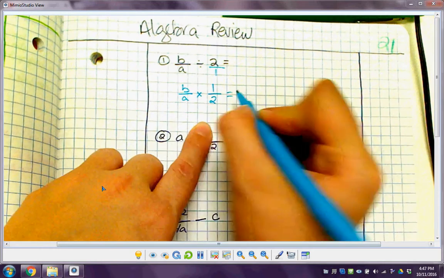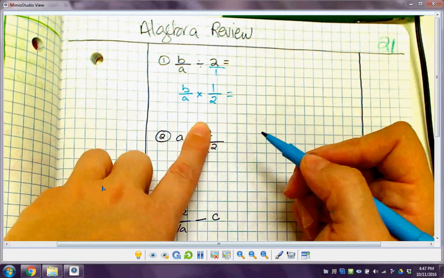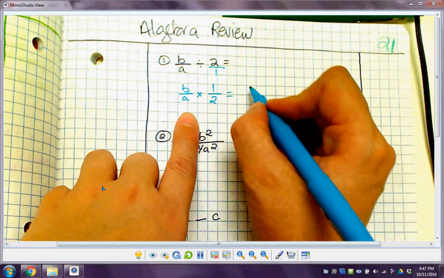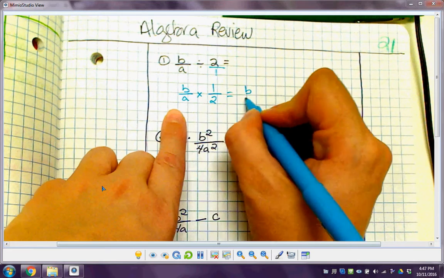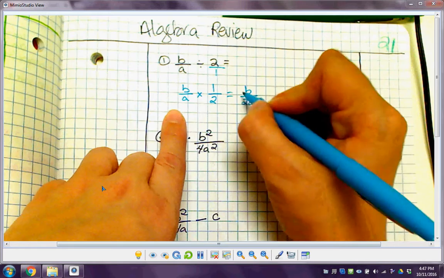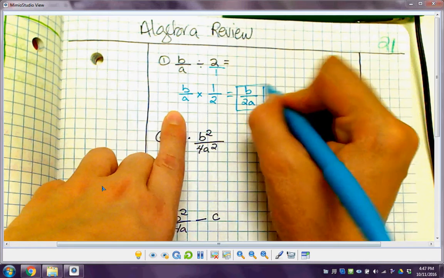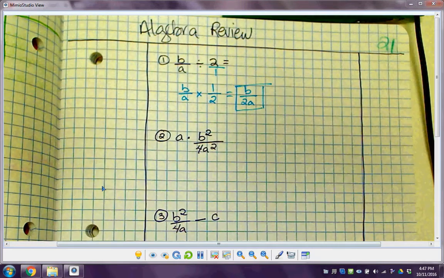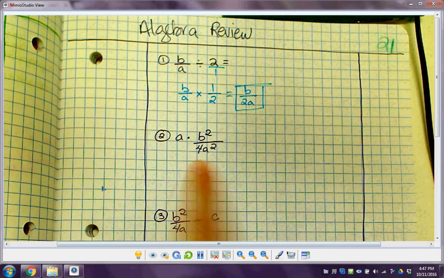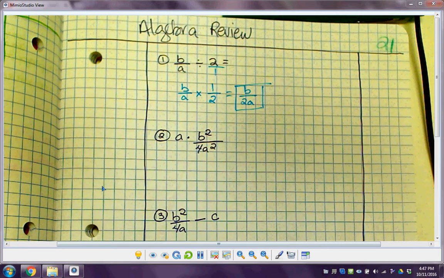And if I'm multiplying fractions, we multiply across. B times 1 is B. A times 2 is 2A. Done. That's my answer. That's not too scary. All right, let's look at this next problem.